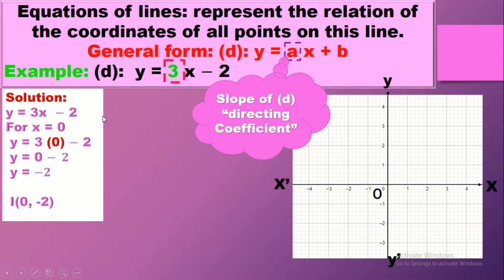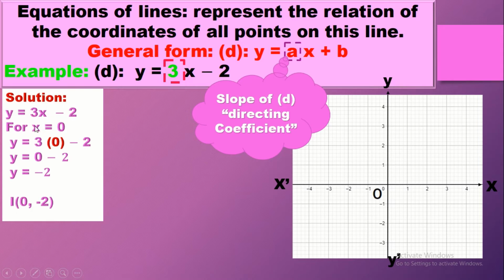You know, when we join 2 points, we get a straight line. Well, to draw the line in an orthonormal system, we should join 2 particular points that should be on this line. Let's find these points together. As you see, the equation of D is y equal 3x minus 2. We can take any value for x.